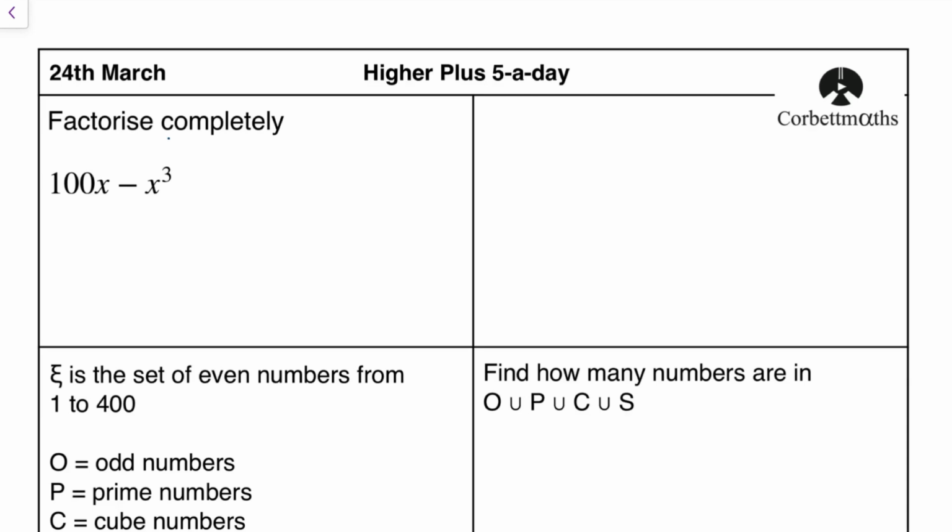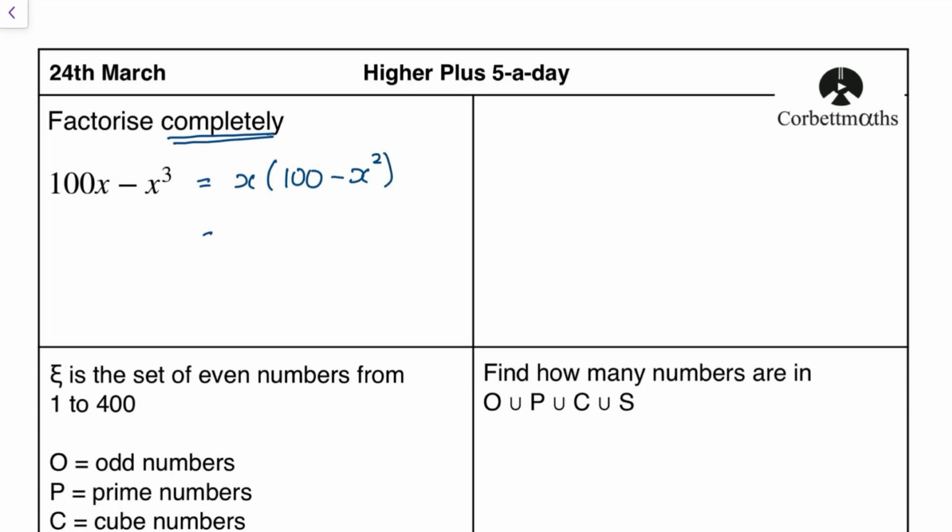Now, this is not absolutely true, but the word completely or fully tends to indicate you can do a couple of things here. So just be very careful that you can factorise everything you can do. So I would suggest that everyone would notice I can factorise an x out, which is going to be x times 100 minus x squared.